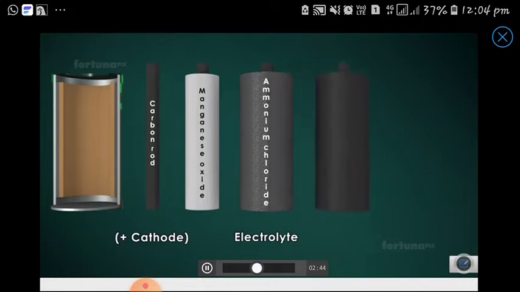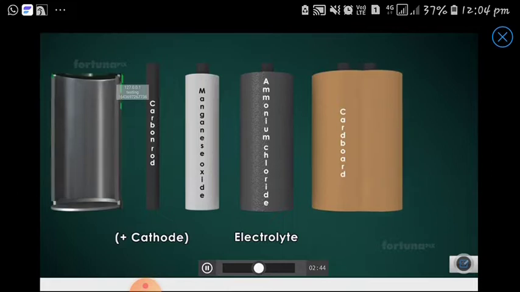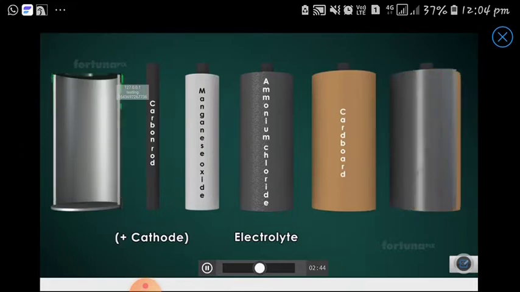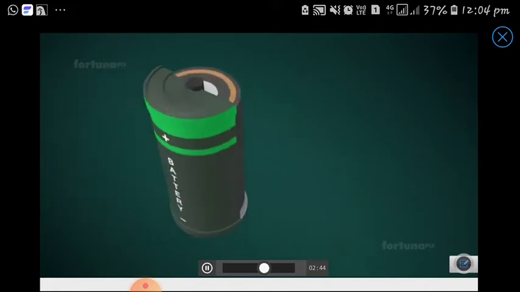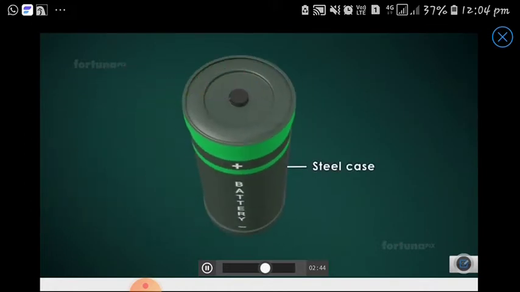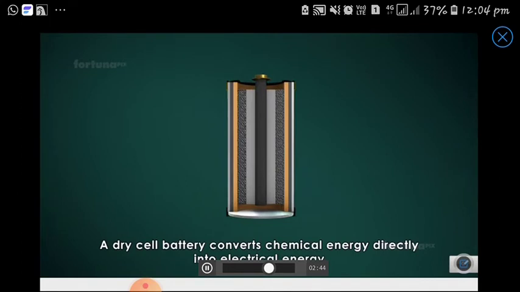Both the cathode and the electrolyte will be wrapped in cardboard and inserted into a cylindrical casing made of zinc. The casing will act as an anode, which will be the negative electrode. The whole setup is enclosed inside a steel case with a brass cap on the carbon rod. A dry cell battery converts chemical energy directly into electrical energy.